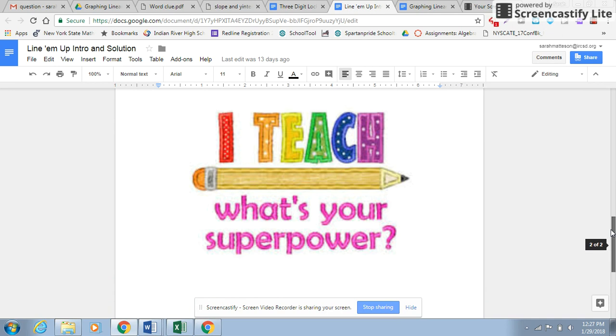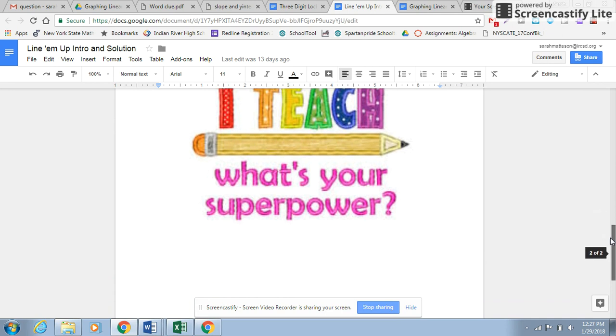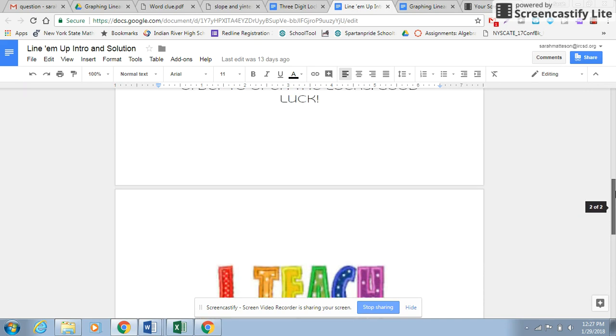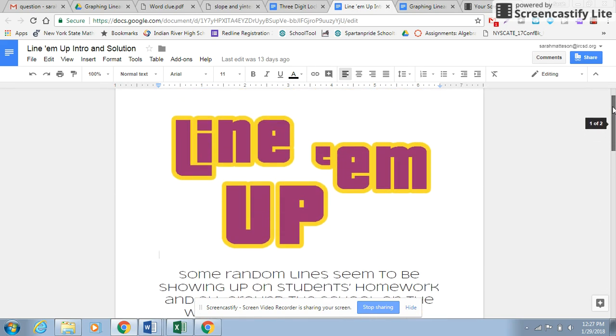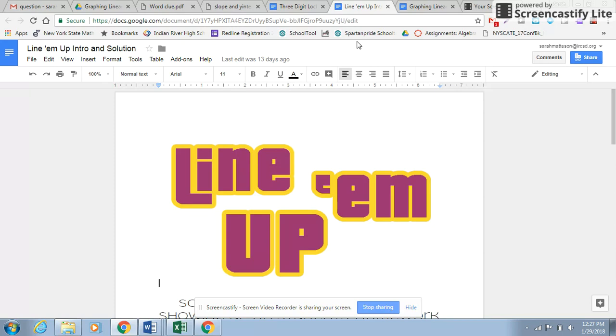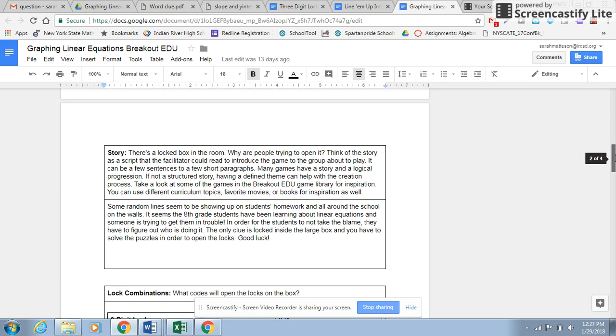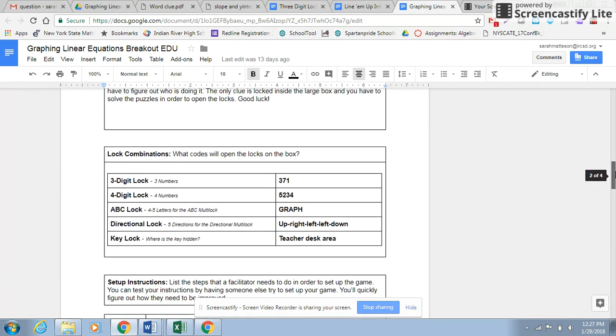And then this next paper that's still within this file says, "I teach, what's your superpower?" That's the clue, basically, to say that the teacher themselves is the one who is drawing these lines. So that helps them out. Within this same folder, you should be able to look at the description of this entire thing. It, of course, has the scenario written. Again, it has all the lock combinations.